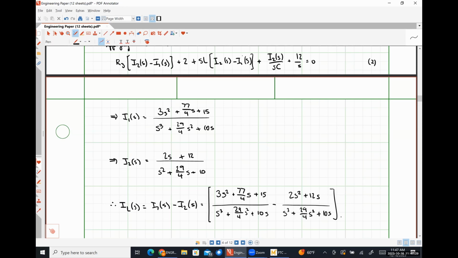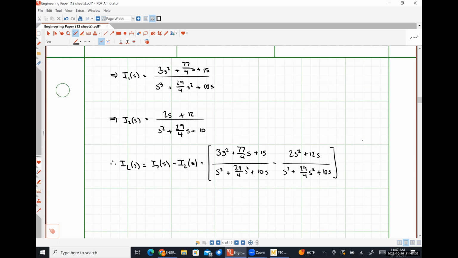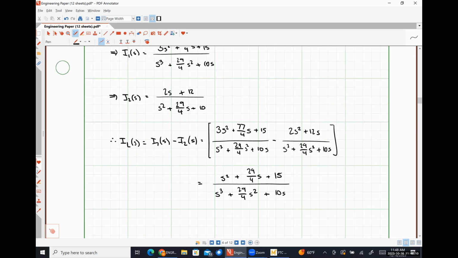So 3s squared minus 2s squared is just s squared. 77 over 4 minus 48 over 4 gives me 29 over 4. And then 15 minus 0 is just 15. And then this is over s cubed plus 29 fourths s squared plus 10s. Okay.